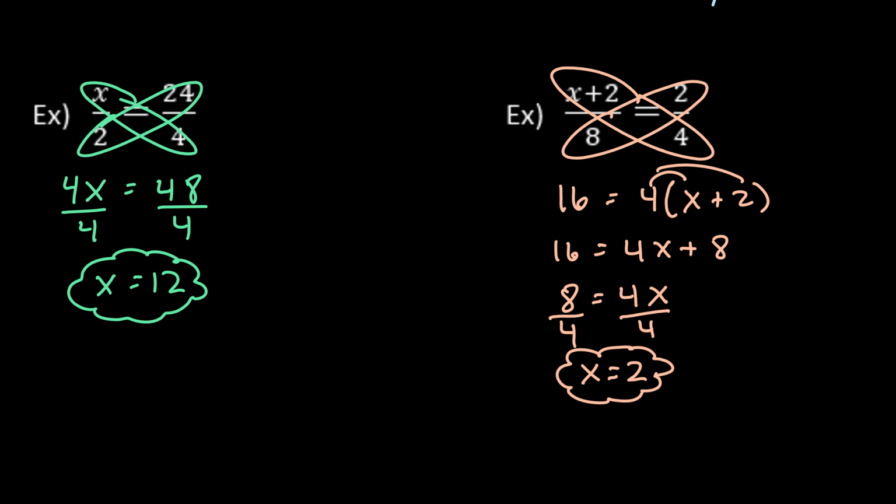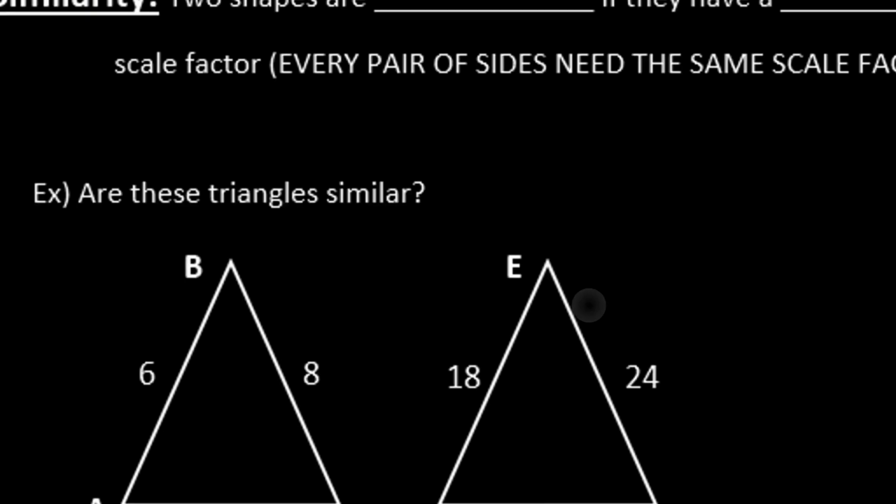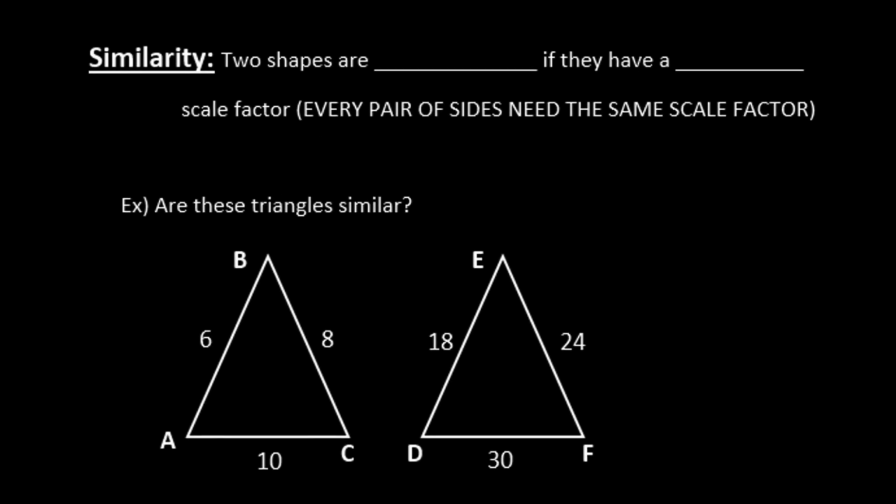Okay, so now, before we apply this to actual similarity problems, let's go over what similar shapes look like. So down here, it says two shapes are similar if they have a constant scale factor. So what do you think this means? What does this mean? The scale factor for all the sides.